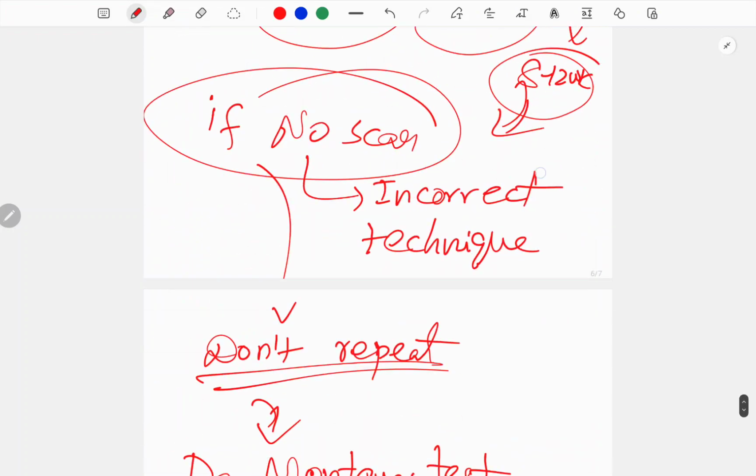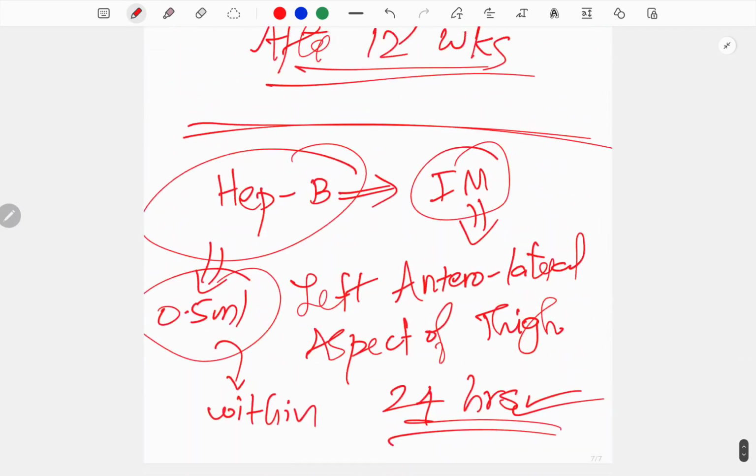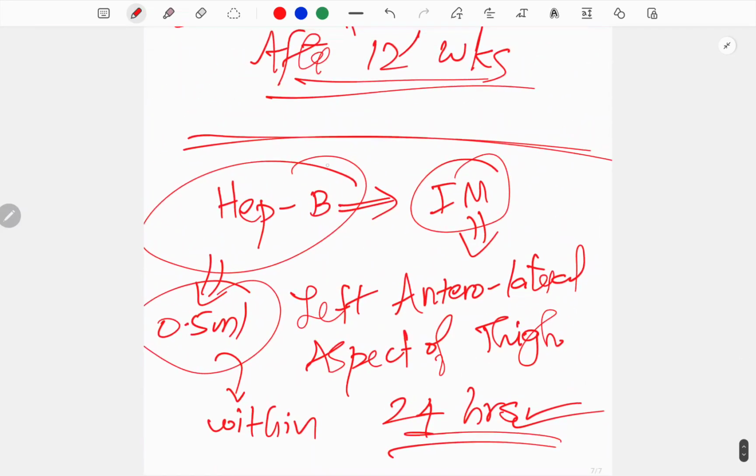Then also we have seen about scar formation within 12 weeks in BCG vaccine intradermal route. Then we have studied about hepatitis B intramuscular route vaccine, how we should give it. This is the vaccine given at the time of birth, and also vitamin K is given, which is not coming under national immunization schedule, right? Thank you.